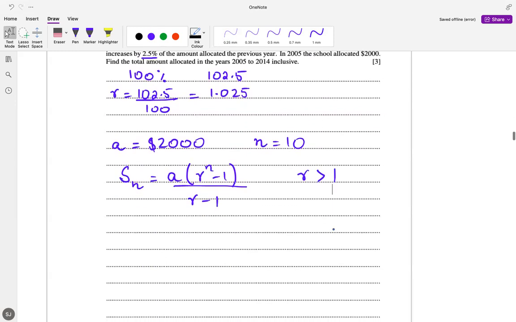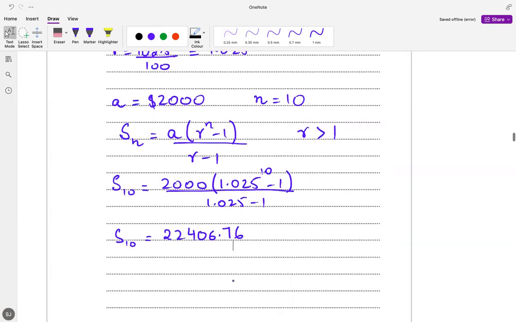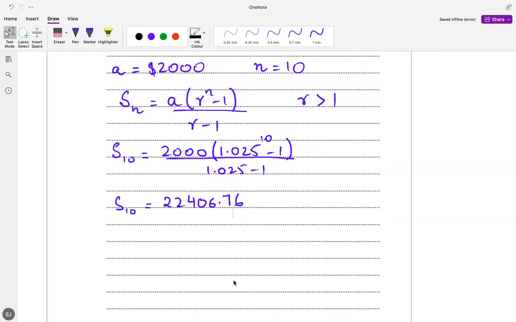Now, substituting the values of a and r into the equation, the sum for the 10 terms, or the 10 years, will be 2000 times 1.025 to the power 10 minus 1 divided by 1.025 minus 1. The calculator will give us the value 22406.76. However, we need to remember that in A levels, all the answers must be given to 3 significant figures. So the final answer will be 22400, and that will be the final answer.